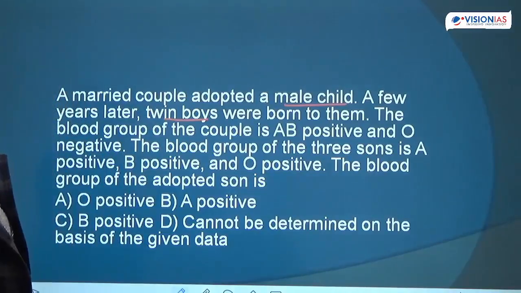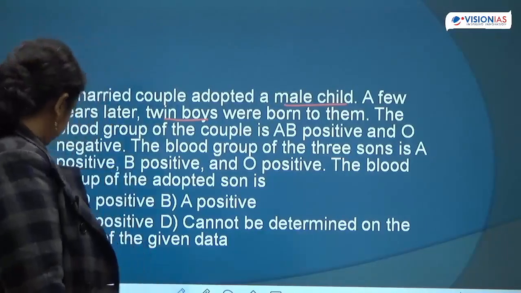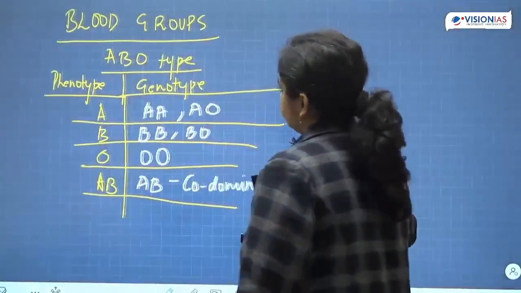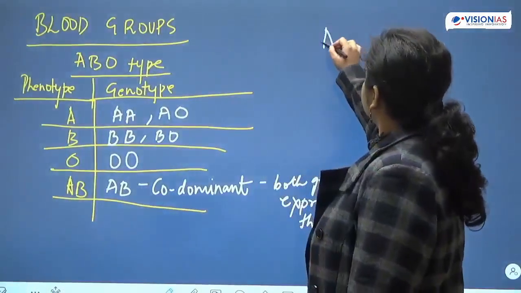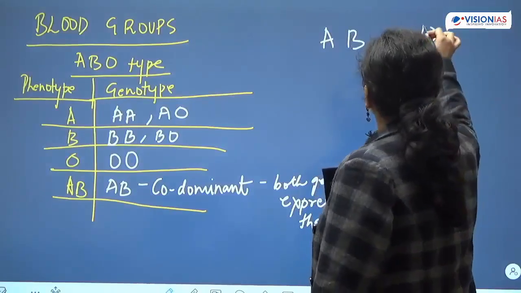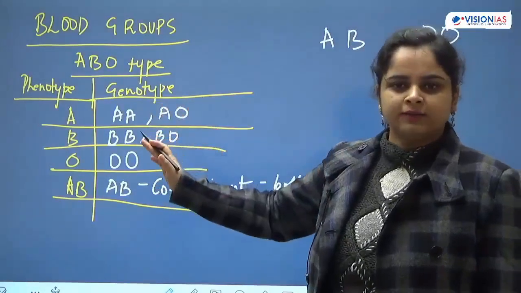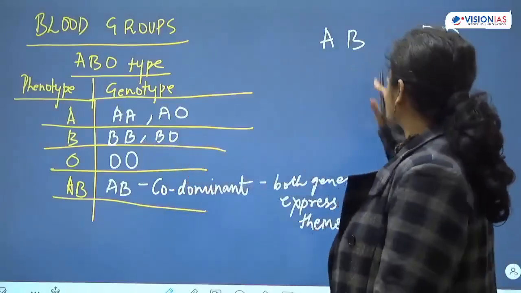Now, the blood groups of the couple is AB positive and O negative. Okay, so let's write this down first. तो हमें ब्लड ग्रुप उन्होंने बता दिया पेरेंट्स का AB and O. पॉजिटिव नेगेटिव भी दिया है, but that we cannot solve this way, so we are going to leave that for now. Let's consider this.